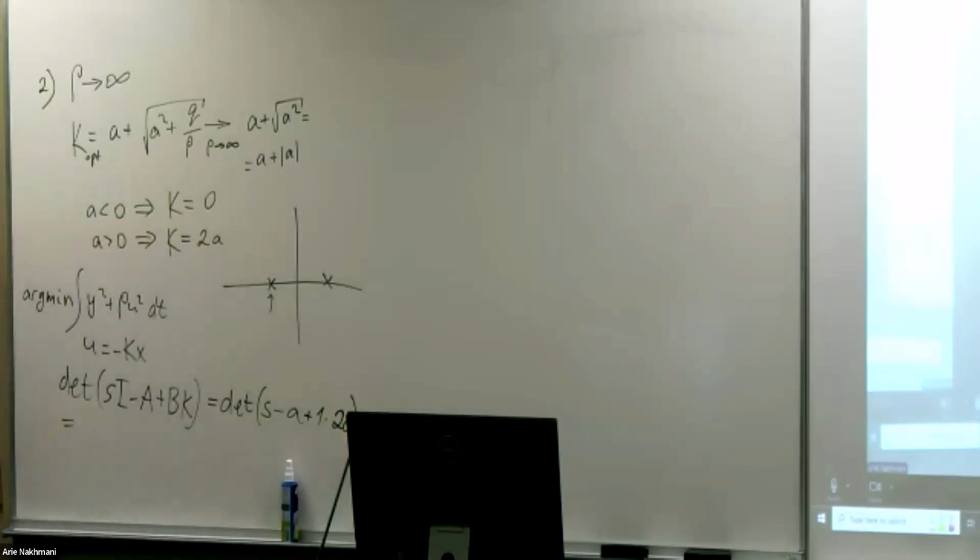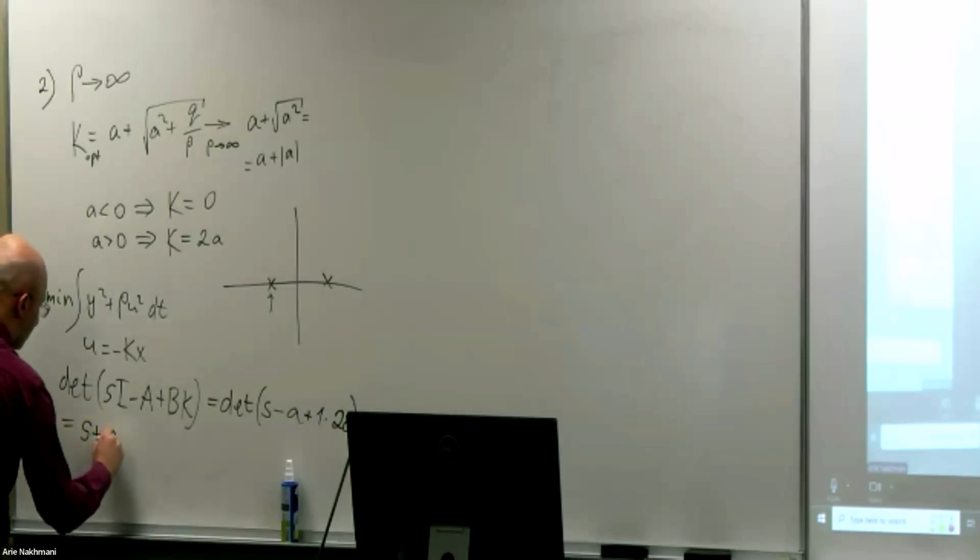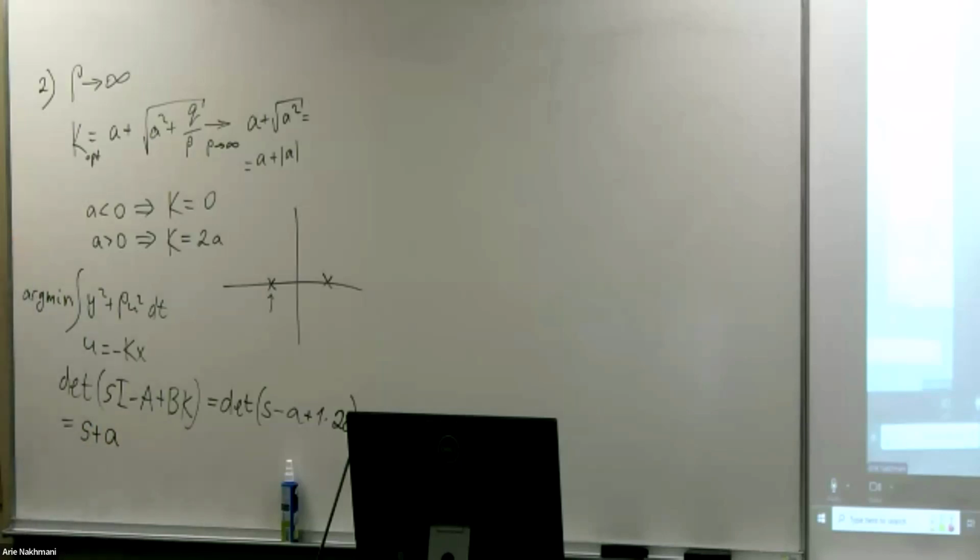What is that? That is s minus A plus 2A. The determinant of a scalar is the scalar itself. So it's just s plus A. Minus A plus 2A is A, right? Logical. This is exactly what it says. So your root was at positive A. Your optimal root is at negative A in closed loop for rho goes to infinity. This is what you expect from the theorem of symmetrical root locus. This is exactly where it is.